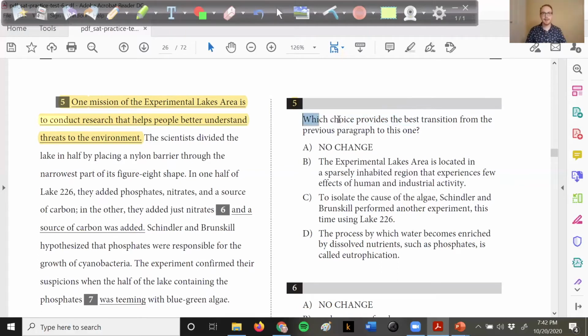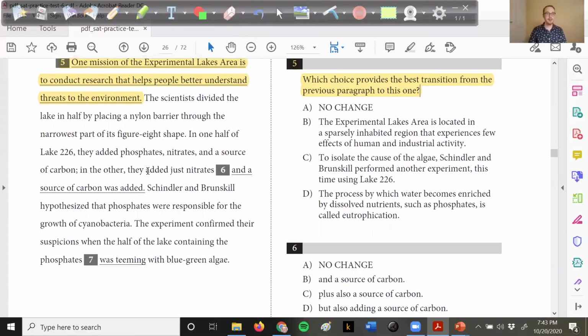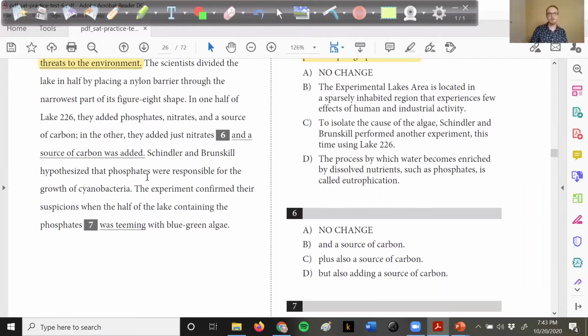I'm just going to highlight that whole question so I don't forget. The scientist divided the lake in half by placing a nylon barrier through the narrowest part of its figure 8 shape. In one half of Lake 226, they added phosphates, nitrates, and a source of carbon. In the other, they added just nitrates, and a source of carbon was added. Okay, so that should already sound a little weird to you if you're following along, but let's look at what we're being tested on.